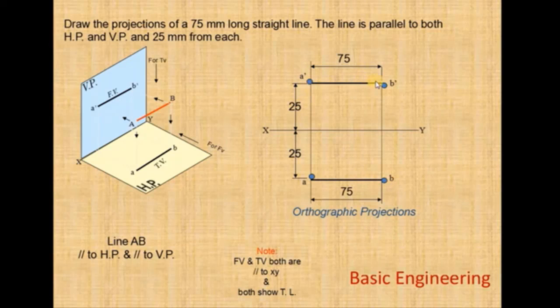This A dash B dash is the front view of line AB. This AB is the top view of line AB. Here the line is parallel to both HP and VP. That's why we are getting the true length in the front view and the true length in the top view.